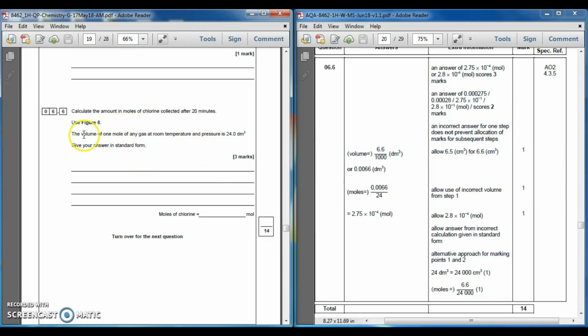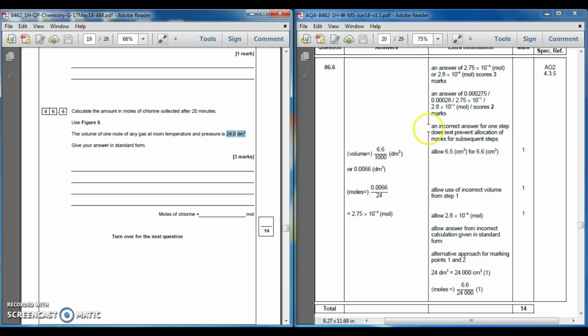The next thing to look at: the volume of 1 mole of any gas at room temperature is 24 decimetres cubed. Some people decided to argue with that. It doesn't matter what gas it is. If you had 1 mole of it, it takes up 24 litres or 24 decimetres cubed. That's a fact. That's a constant. Okay? You've got 6.6 centimetres cubed, and you want to know how much that is out of 24 decimetres cubed. The problem there is that you've got to convert the units, centimetres cubed and decimetres cubed.